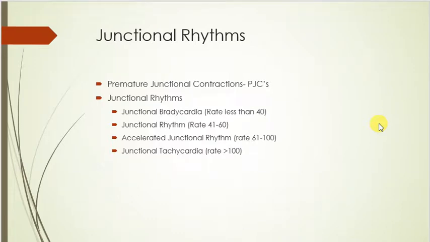Okay, so let's talk about junctional rhythms, and that means basically they're coming from the junction, and that means that they come below the SA node. So typically, we do not see a normal P wave. The P wave may be biphasic. We may see a P wave that is inverted in a lead where it should not be inverted.